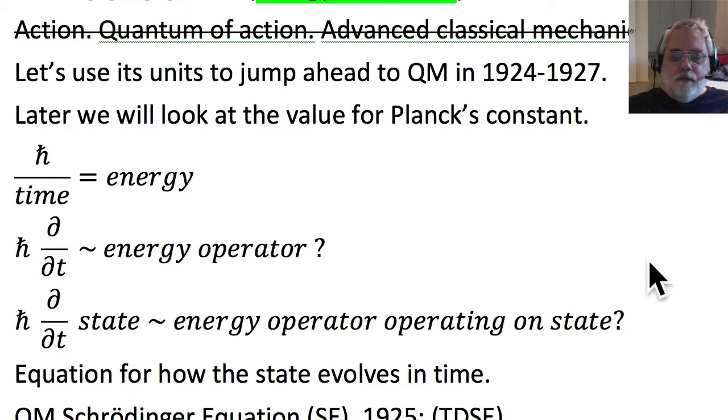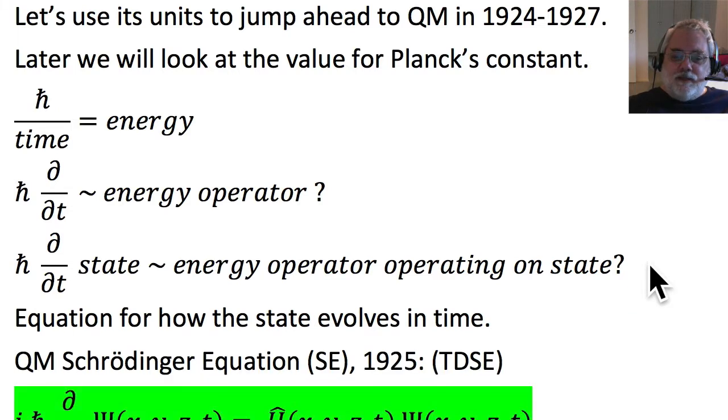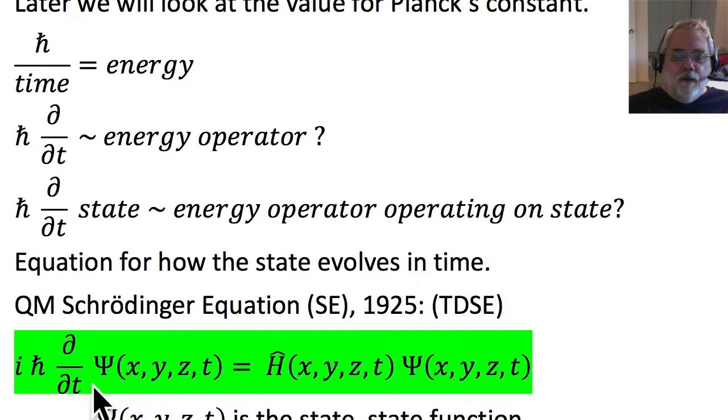Turns out this is Schrödinger's equation, which sometimes we will simplify and just call SE, Schrödinger equation, which he developed in 1925, but he developed it in a way that we're not going to do today. This is Schrödinger's equation. Technically, we should call it the time-dependent Schrödinger equation, TDSE. The part in green.